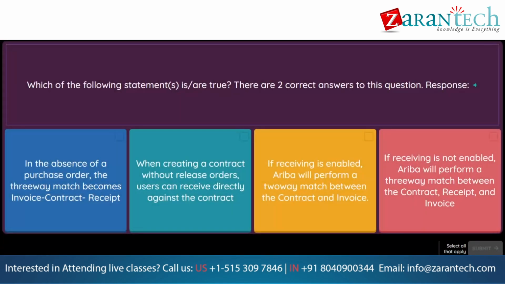Question: which of the following statement(s) is/are true? There are two correct answers to this question. Response. Option 1, in the absence of a purchase order, the three-way match becomes invoice, contract, receipt. Option 2, when creating a contract without release orders, users can receive directly against the contract. Option 3, if receiving is enabled, Ariba will perform a two-way match between the contract and invoice. Option 4, if receiving is not enabled, Ariba will perform a three-way match between the contract, receipt, and invoice.